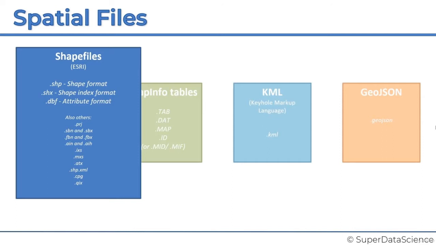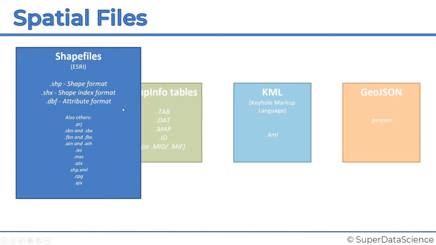Now, shapefiles were developed by the Environmental Systems Research Institute and are one of the more widely used types. Within shapefiles, we have a few mandatory files that need to be included in the package. Firstly, we've got the SHP file, which is the shape format, the SHX, your shape index format, and your DBF file, which is your attribute format.